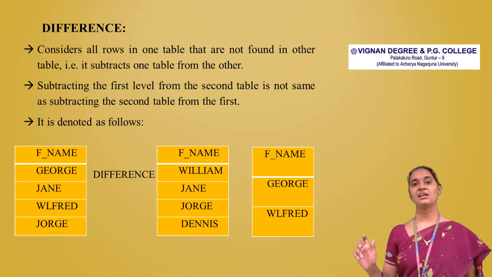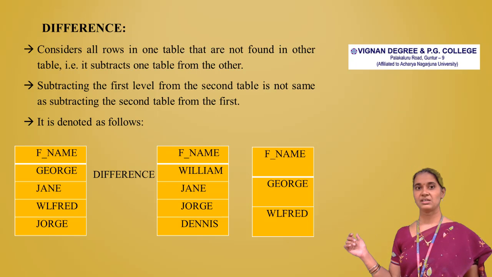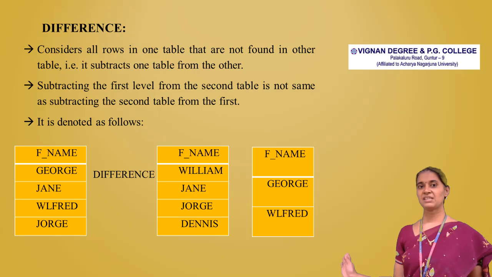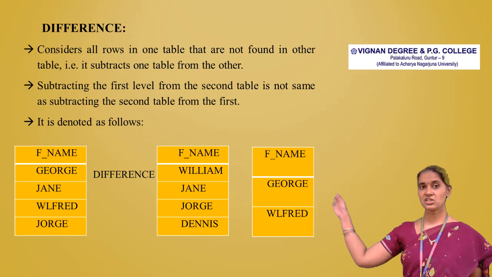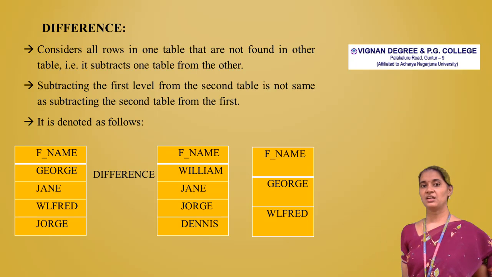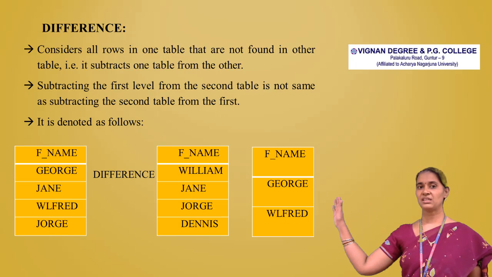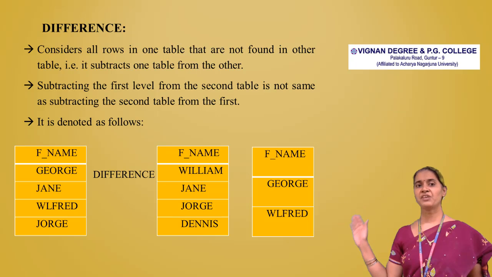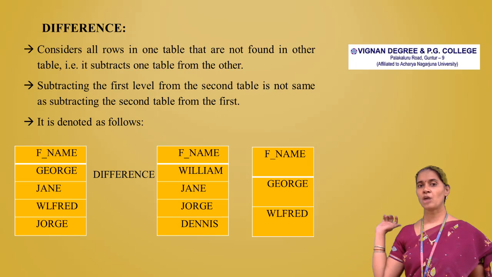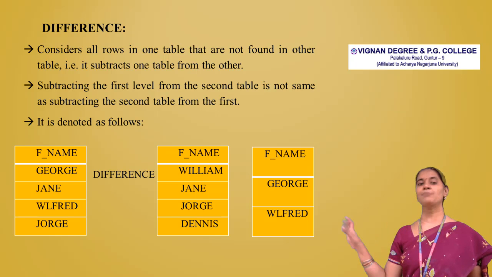Let us again take an example and discuss it. The same example as intersect: George, Jane, Alfred, George, William, Jane, George and Dennis. In between these two, I am going to consider the difference. If I do the difference, what happens? What are the elements common in both? George and Jane are common. So we will first skip those two.